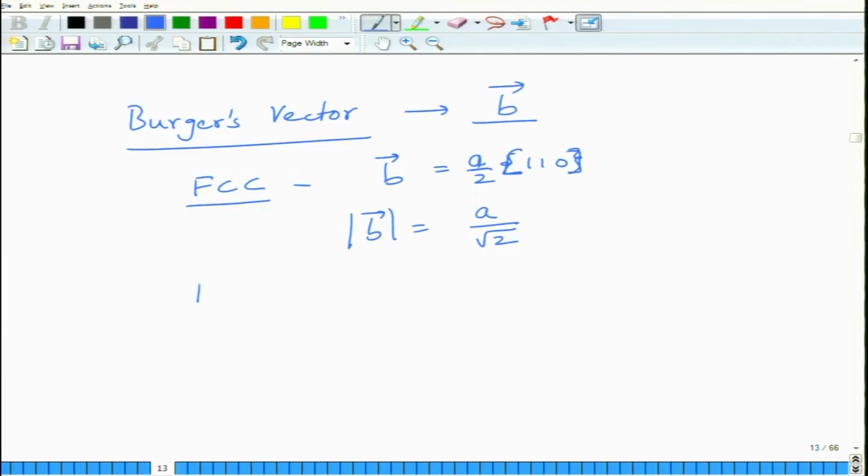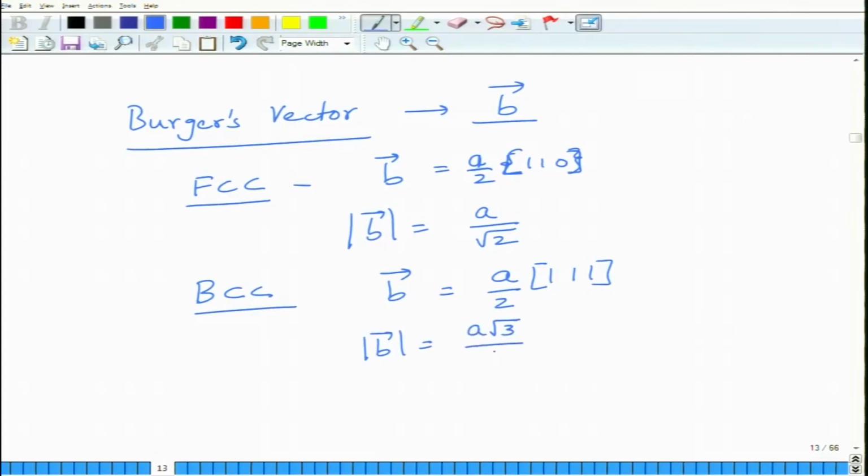For a BCC material it would be a by 2 <111>. Okay. So, this would be equal to a root 3 divided by 2. Okay. So, this is how you calculate the Burgers vector lengths.